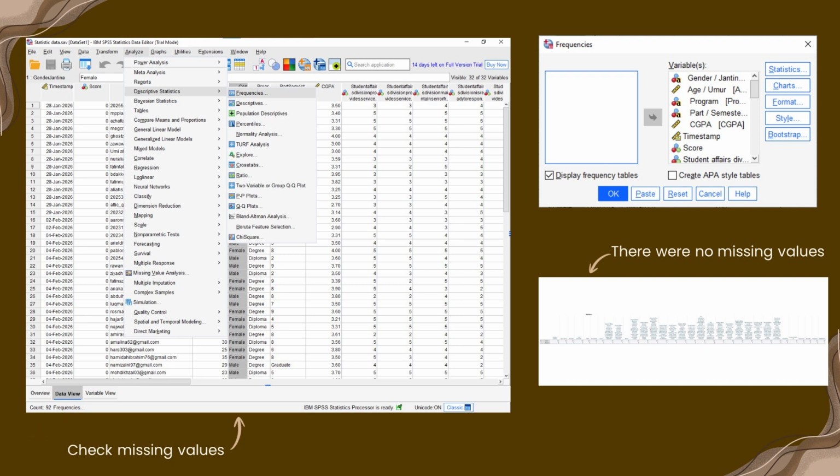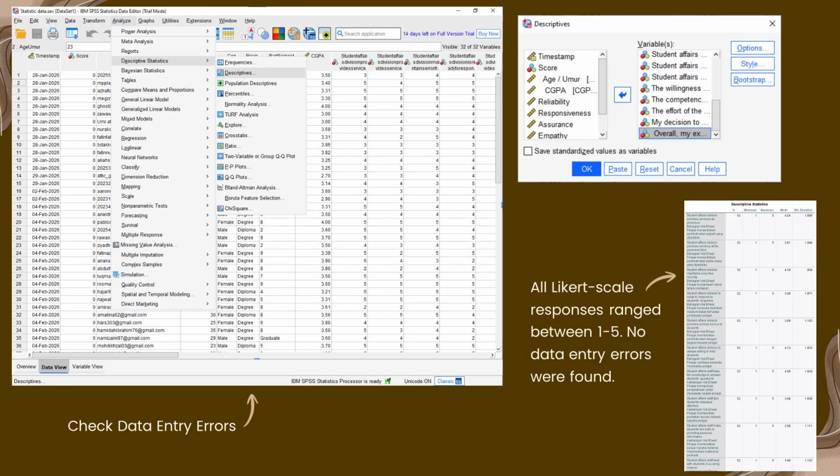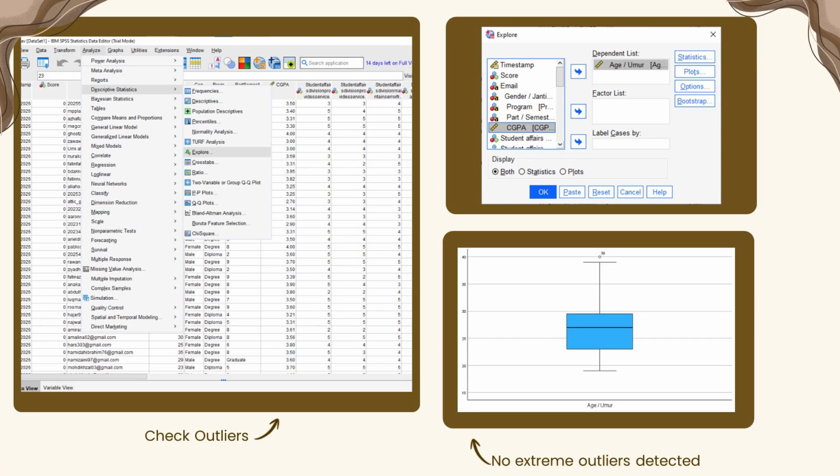This is the graph that I used in IBM SPSS, where I was checking the missing values, and there were no missing values. And this one is the data entry error check, and all Likert scale responses range between 1 and 5. No data entry errors were found. And I checked the outliers. There is no extreme outlier detected.